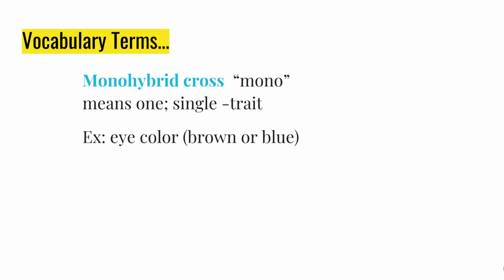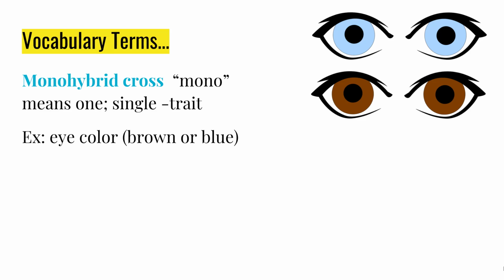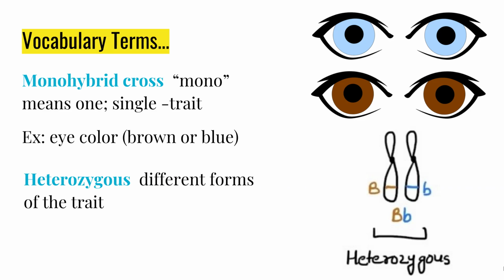Let's review some basic vocabulary. Monohybrid crosses represent Punnett squares that only explore one trait at a time. For example, eye color. The illustration at the bottom right is an example of a heterozygous individual. Heterozygotes have two different forms of a trait. For example, a copy of the blue eye allele from mom and the brown eye allele from dad. We symbolize that with a capital letter and a lowercase letter written as big B, little b, always keeping the uppercase letter first.